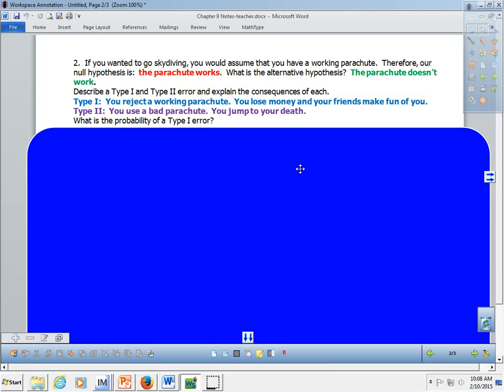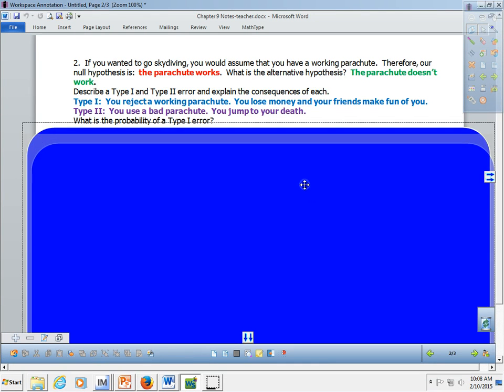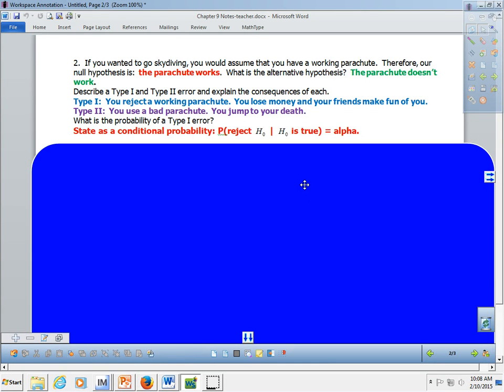What is the probability of a type 1 error? Well, if we state a type 1 error in terms of a conditional probability, it's the probability that we reject H naught, given that H naught is true, okay?